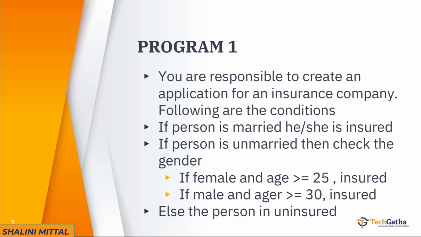Now the example that we are going to take is, suppose you are responsible to create an application for an insurance company. The conditions are, if the person is married, he or she is insured. If it's unmarried, then we have to check the gender. If female and age is greater than equal to 25, insured. Male and age greater than equal to 30, insured. Otherwise, if none of the conditions met, the person is uninsured.